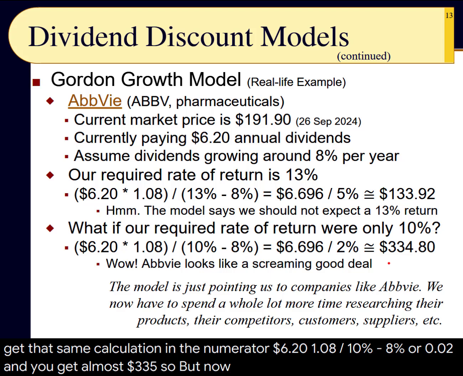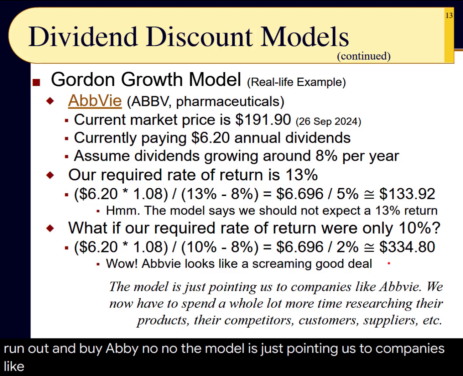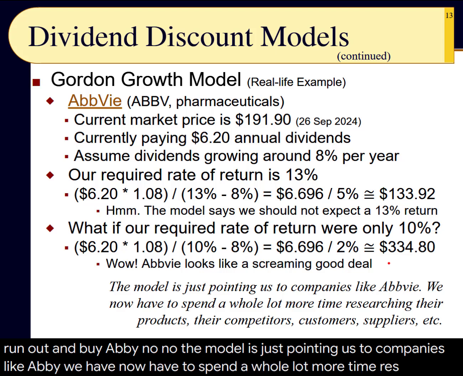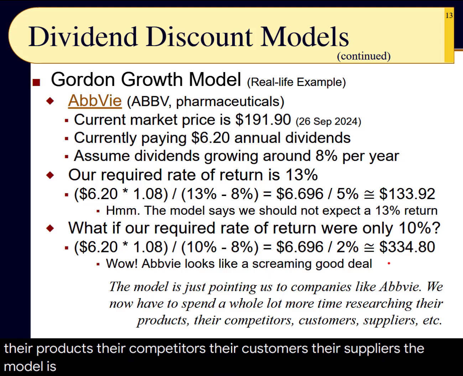But now wait a minute. Should we go out and run out and buy AbbVie? No, the model is just pointing us to companies like AbbVie. We now have to spend a whole lot more time researching their products, their competitors, their customers, their suppliers. The model is just the starting point. Right, okay. You understand that, I hope.